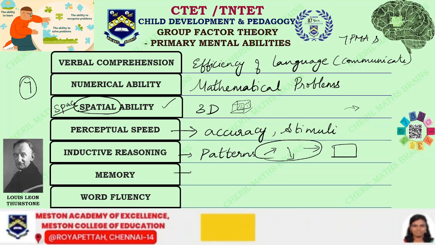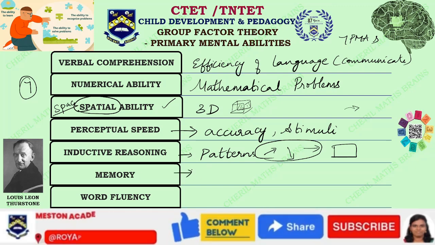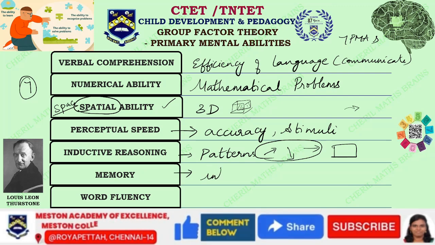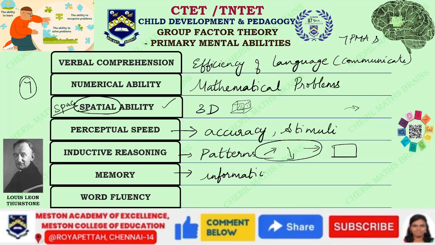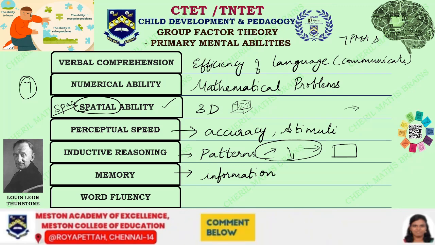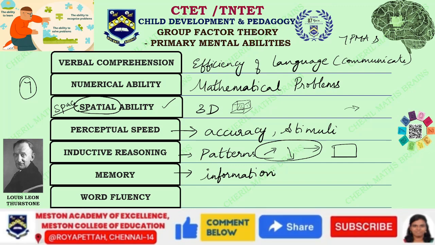The next one is memory. What is memory? Memory is the ability to store and retrieve information. Okay, how a person is able to store and retrieve information. It deals with short-term memory, long-term memory, and all those stuff. Okay, so that is your memory. Memory is a simple concept which you all might know already.